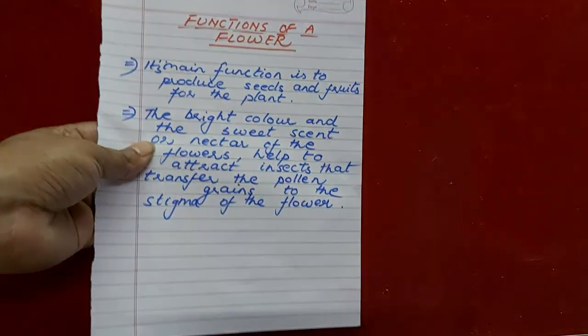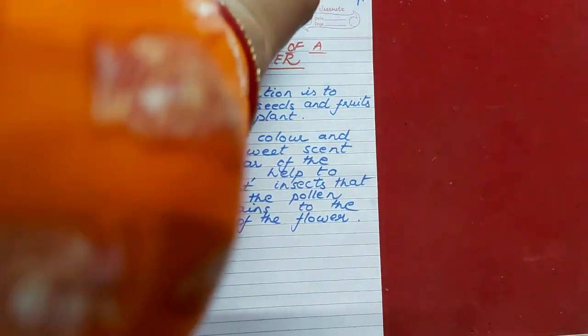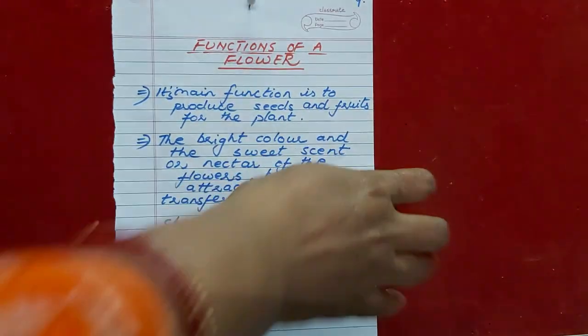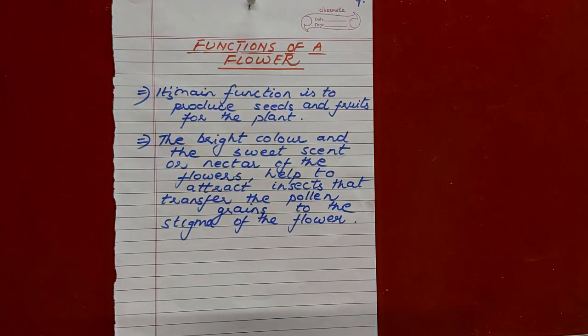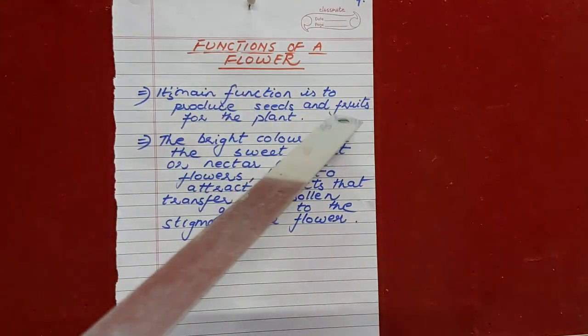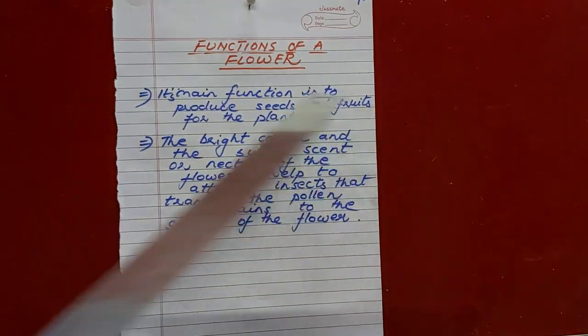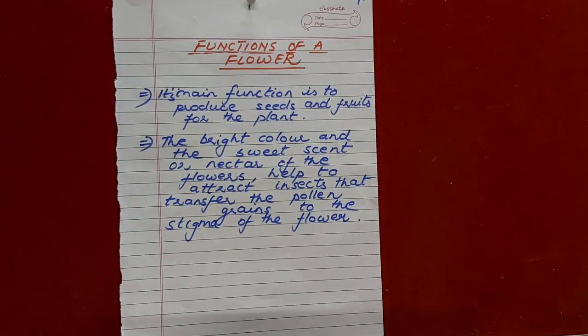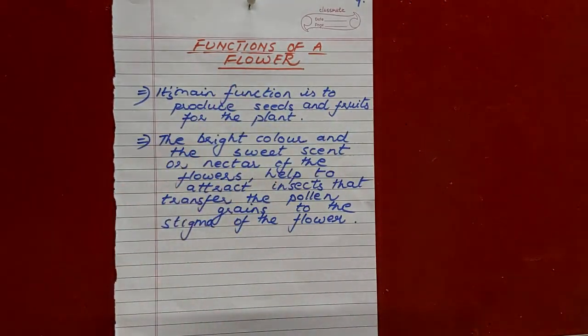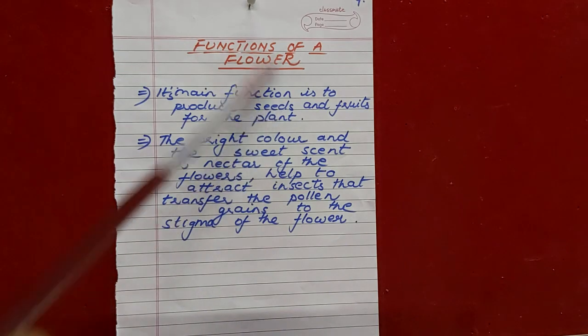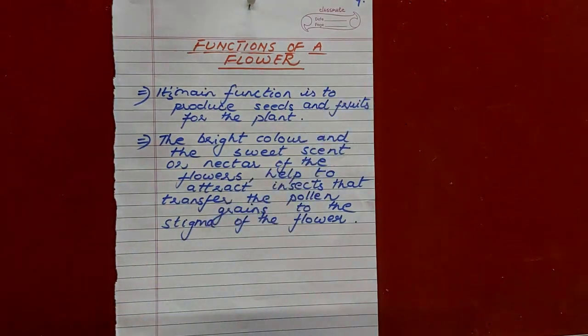Okay, then the last part of this lecture is the functions of flower. Now you can also summarize or revise along with me what is the function of a flower. Its main function is to produce seeds and fruits for the plant. The main function of the flower is the production of the seeds and fruit. How they are producing the seeds, how it is getting converted into fruit, this we will do in the upcoming videos.